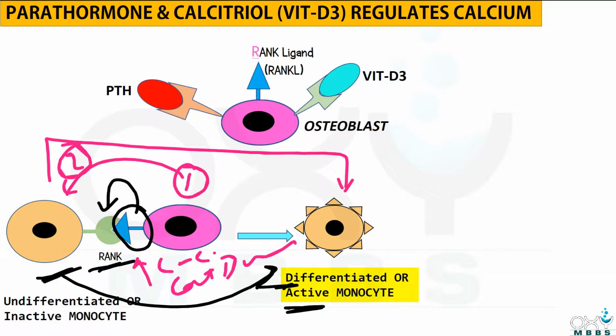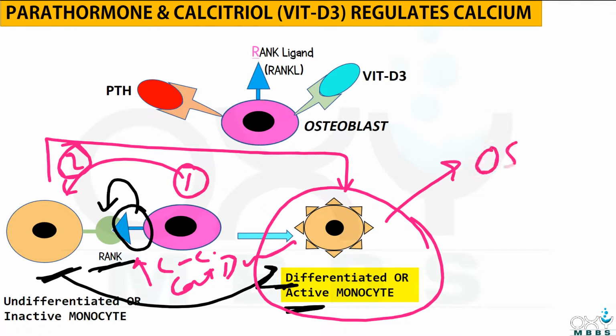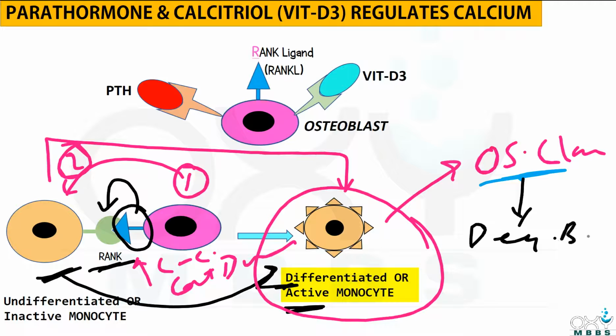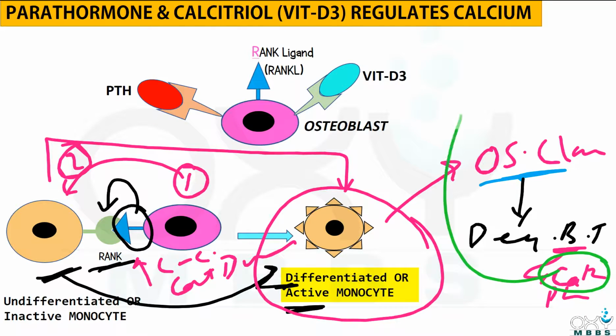And now, as you all know, what will these differentiated or active monocytes do? They will form which cell? Osteoclast cells. And as you know, what will osteoclasts do? They will cause degradation of bone tissue. And what is present in the bone? Calcium, phosphorus and collagen protein. This calcium from the degraded bone is sent into the bloodstream, and in this way the level of calcium increases in the blood. So this is how calcium is regulated in the blood by these two hormones.